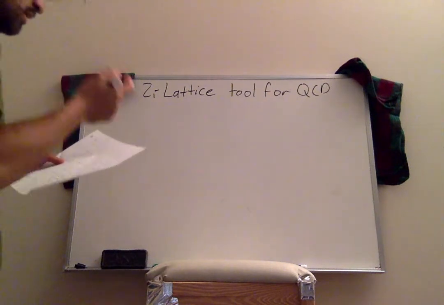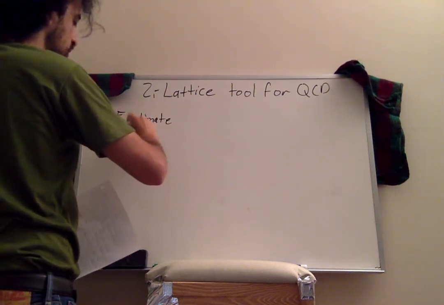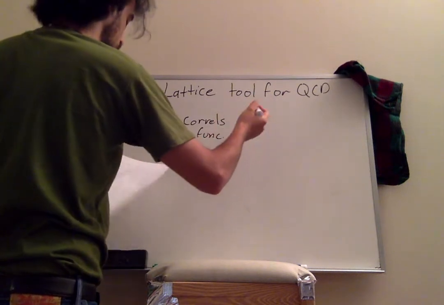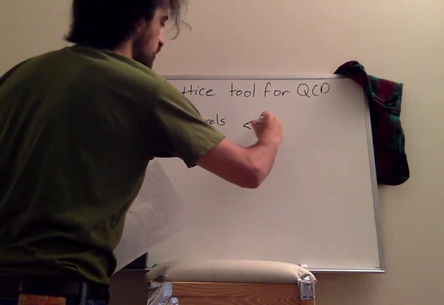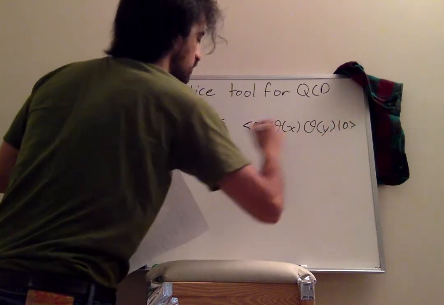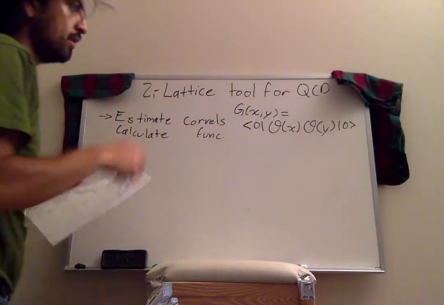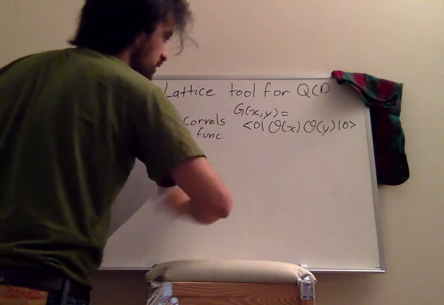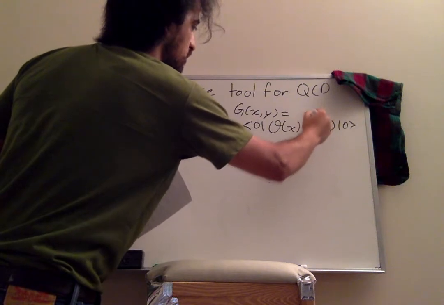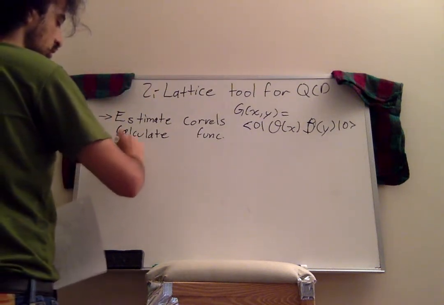So what does the lattice do for us? Basically, you use it to estimate or calculate correlation functions. So something that would normally be represented by the operator at x, operator at y, kind of like a Green function equals this. This could be any pair of operators. There could be more than two operators, of course. It could be a 2-point correlation function, or a 3-point correlation function. And the main point is that this is done non-perturbatively.